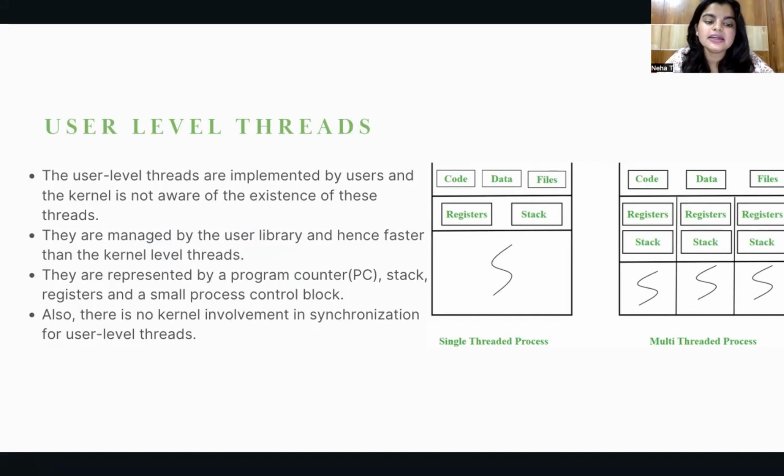Then they are represented by a program counter, stack, register, and a small process control block. We can see that in the diagram. Also, there's no kernel involvement in synchronization for user level threads. As I said, the kernel has no idea about the user level threads, and so there is no kernel involvement in their synchronization.